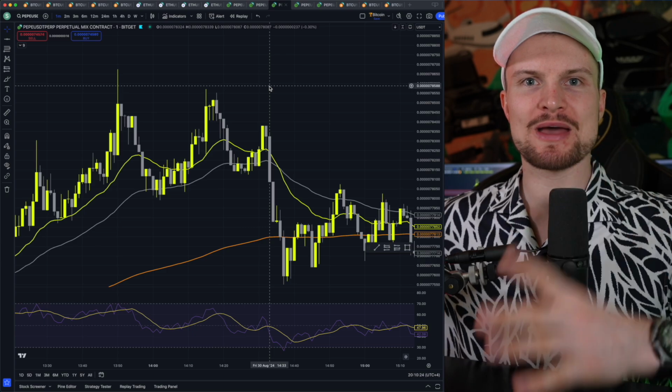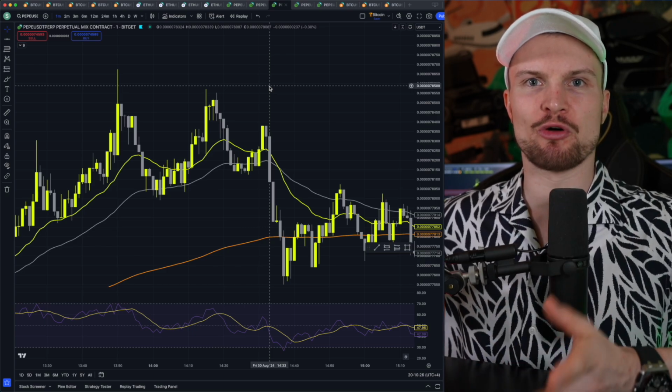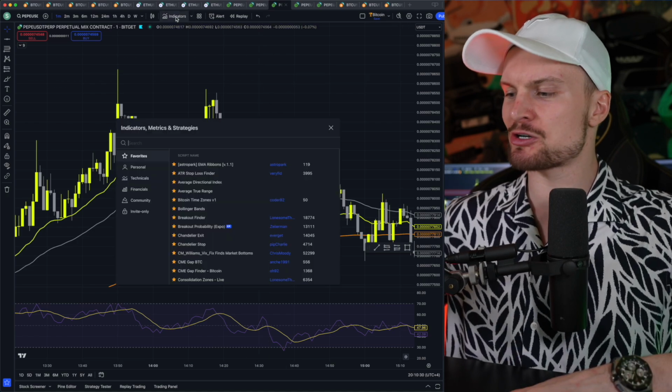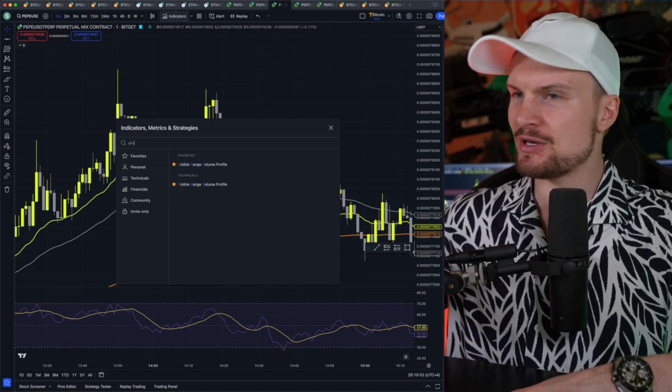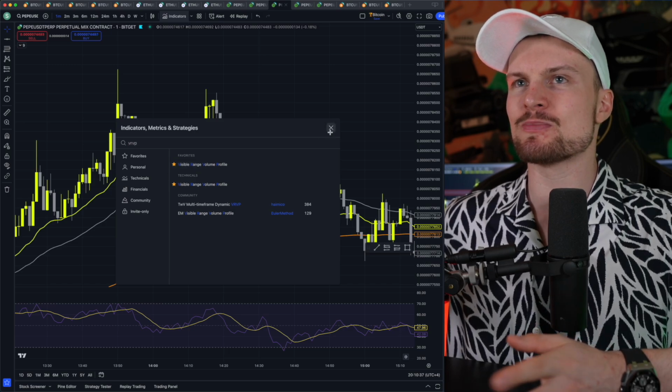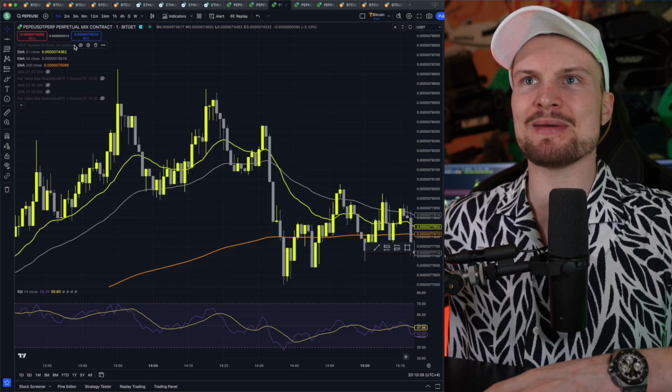Indicator number 4, VRVP, the visible range volume profile. It sounds complicated. Actually, it's very simple. So just simply go to indicators, type in VRVP, and just take this one here, visible range volume profile. So click on it. I already have it here in my list, so I'm gonna make it visible now.